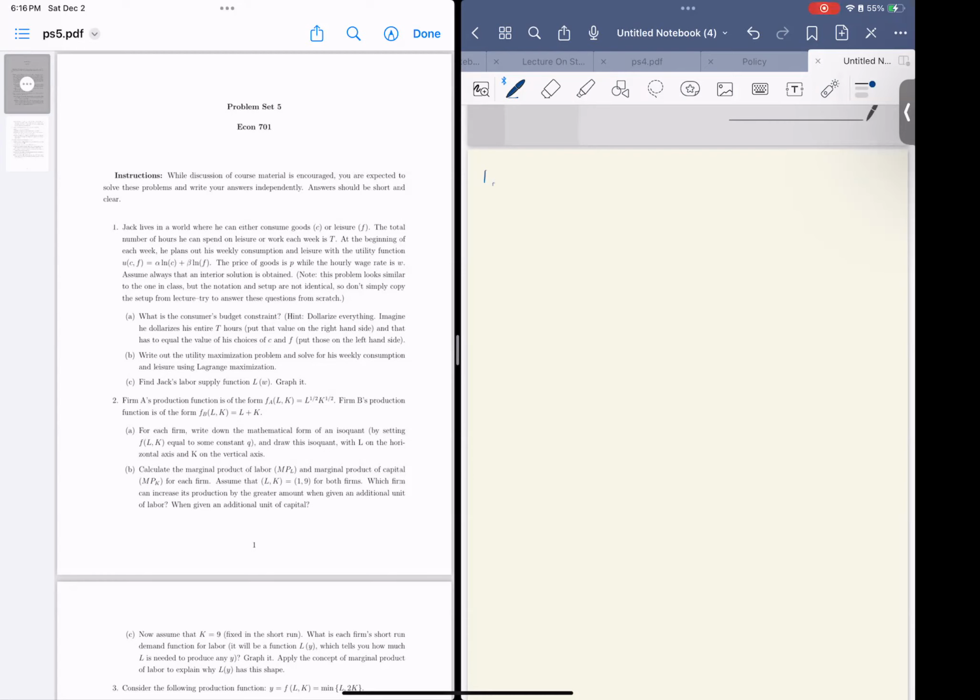Jack lives in the world where he can either consume goods C or leisure F. And his utility function is U(C, F) equals alpha ln of C plus beta ln of F. Okay, so we have the price of goods, P equals price of goods, and W equals wage.